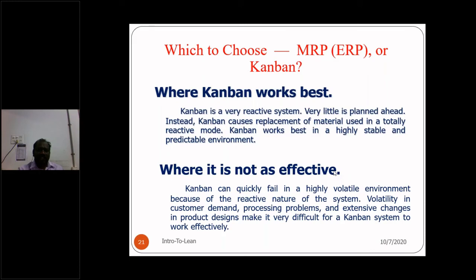Kanban can quickly fail in a highly volatile environment. I think the voice is not clear. So Kanban can quickly fail in a highly volatile environment. So volatility in the customer demand and changes to the product design make it very difficult for the Kanban system to work effectively.